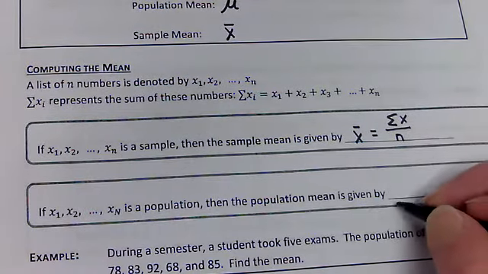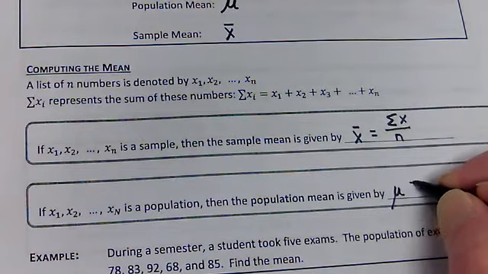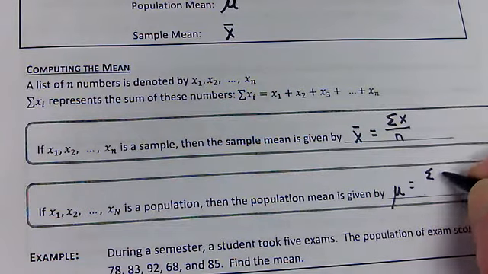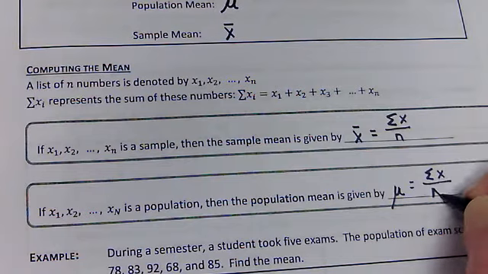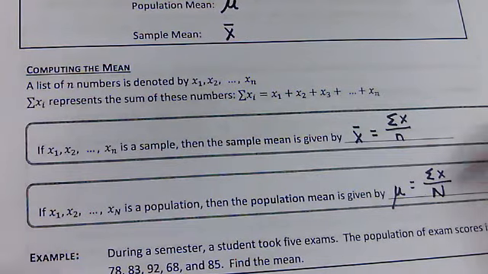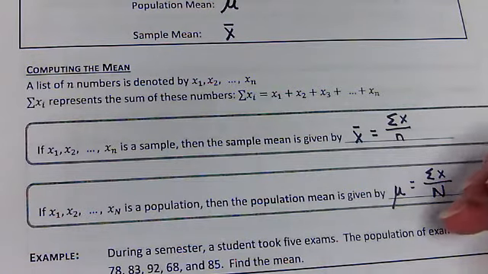For the population mean, again, we'd add up all of our values and divide by the number in the population. And we use little n for sample size, and big N would be our population size.